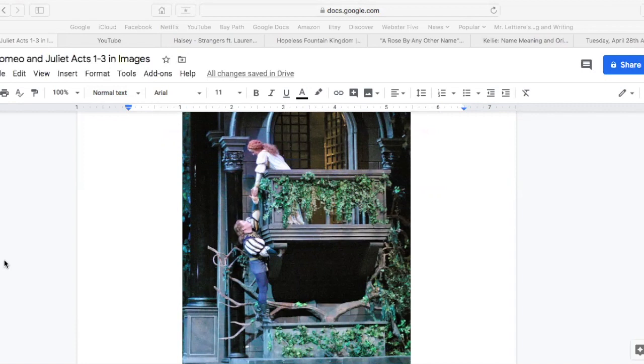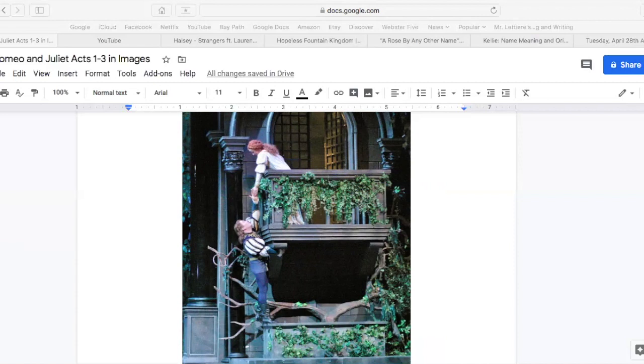We get a lot of the most famous lines in literature here. "Wherefore art thou, Romeo?" Why are you the way you are, Romeo? Why are you named Romeo? "Swear not on the moon," says Juliet, that inconsistent moon. She wants something steady that he swears his love by.